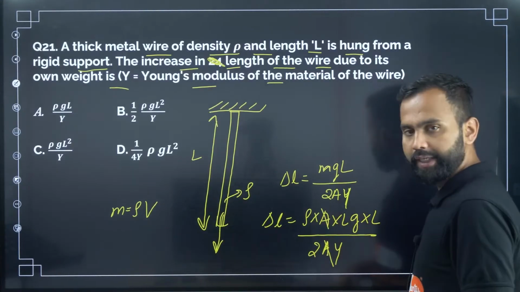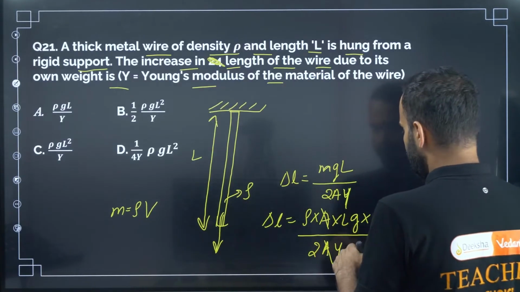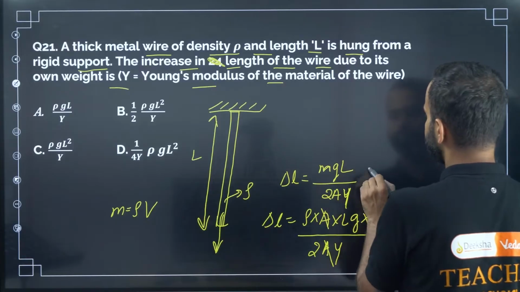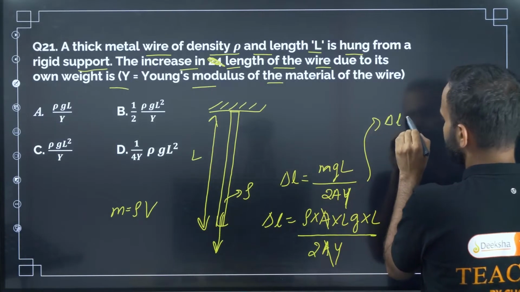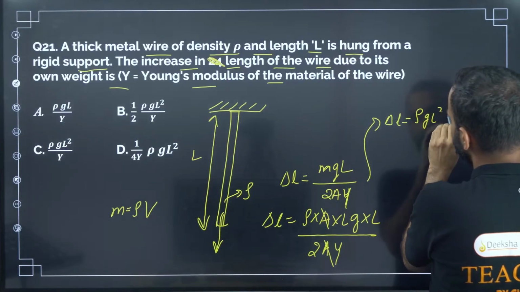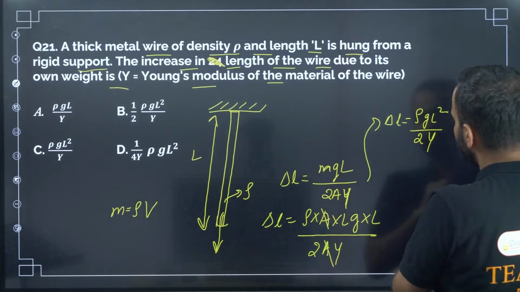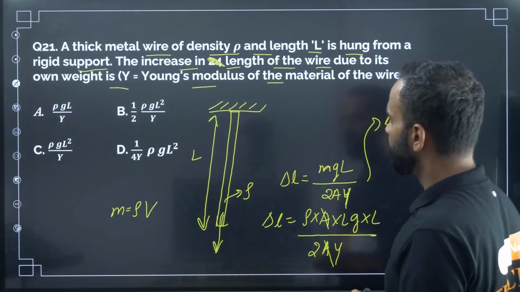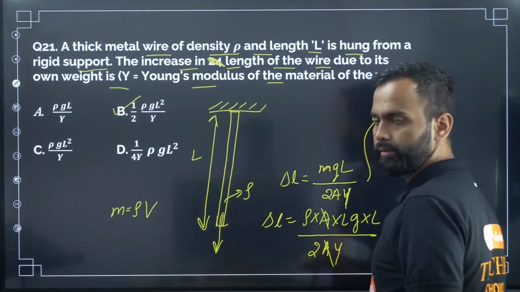So A will get cancelled. So here delta L is equal to rho g L square divided by 2Y. So the correct option is B.